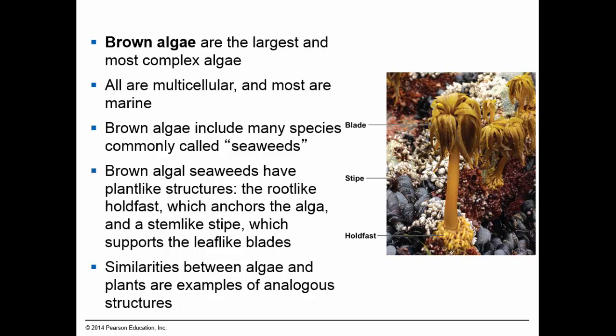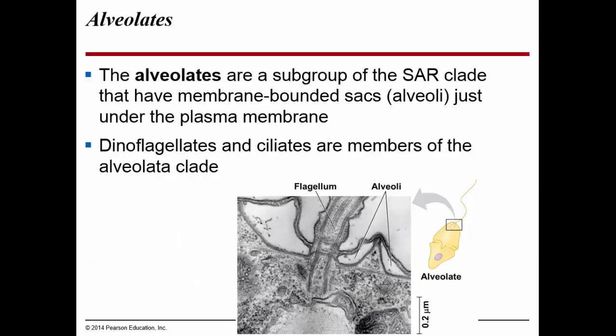Even though these structures are functionally very similar to structures in plants, brown algae and plants are not at all closely related. They're actually found in different supergroups. So any structural similarities that we see between these groups are due to convergent evolution. That means we would consider them to be analogous structures, not homologous structures.